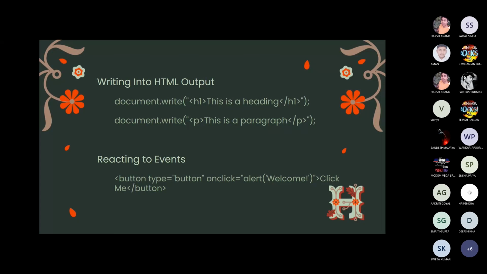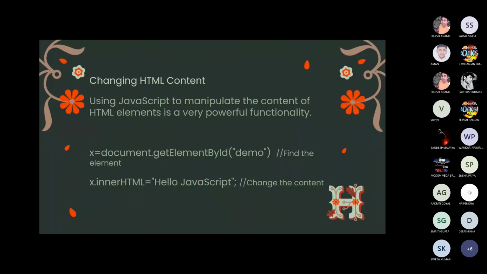So the HTML DOM allows JavaScript to change the content of HTML elements. The easiest way to modify the content of an HTML element is by using the innerHTML property. To change the content of an HTML element, use this syntax. First of all, we have to find the element, which we can find by document.getElementById, or we can use other methods like classes or tag names. To change the HTML code inside that, in this example we have x as an element, so x.innerHTML, and we have to give the content which we want to write.